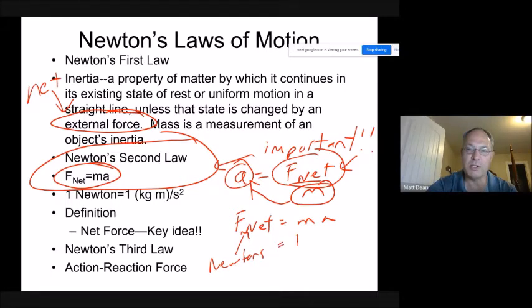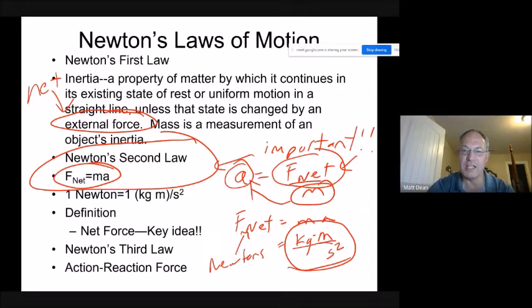Mass we know is measured in kilograms, and acceleration is usually measured in meters per second squared. So that unit, a kilogram times a meter over a second squared, is a Newton. So 1 Newton is 1 kilogram times a meter over a second squared.